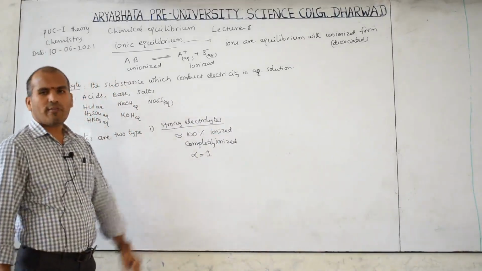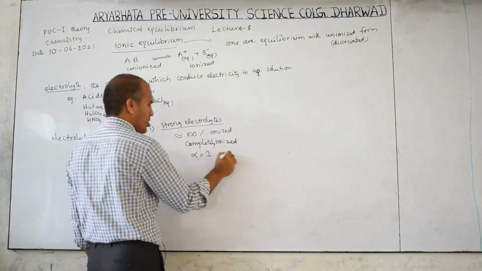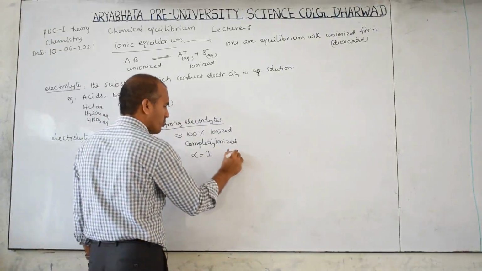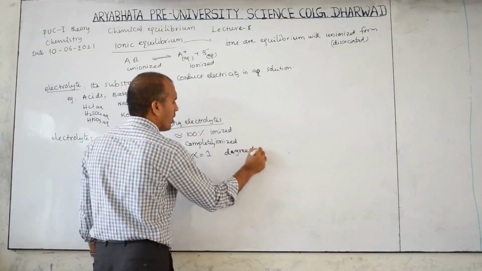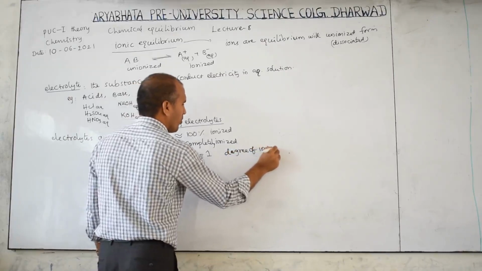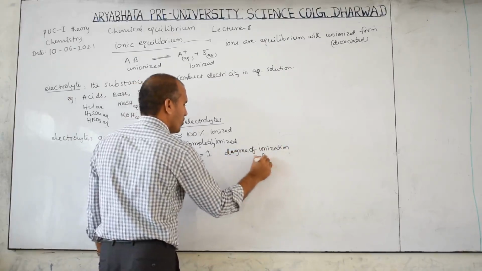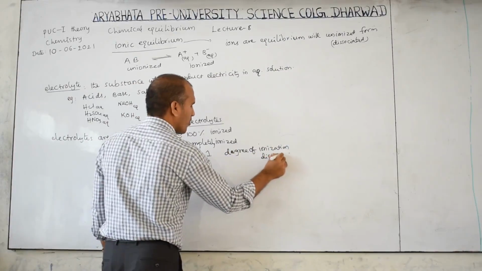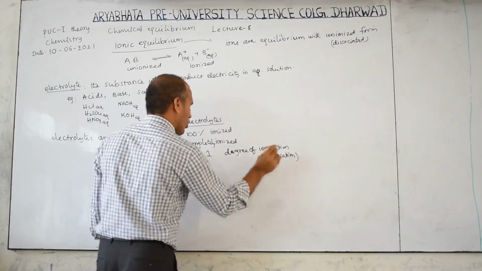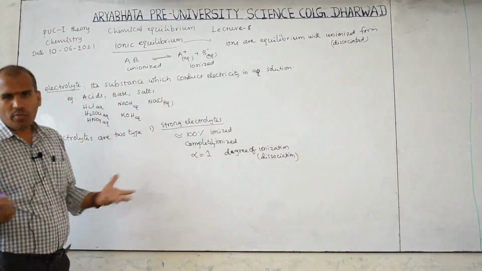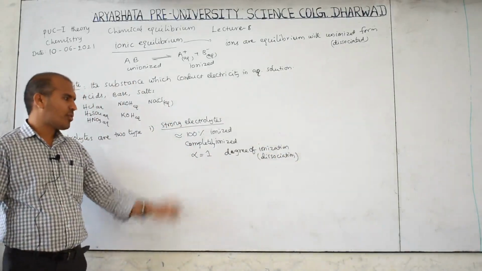Alpha is degree of dissociation or ionization. Degree of ionization or dissociation. Okay, so when it is completely ionized, degree of dissociation we have to consider 1.